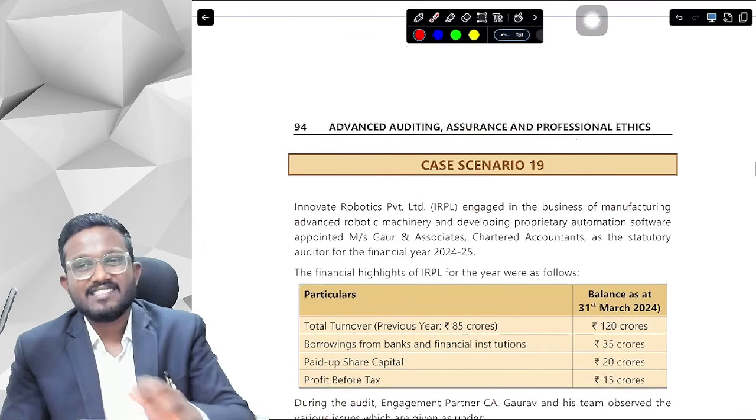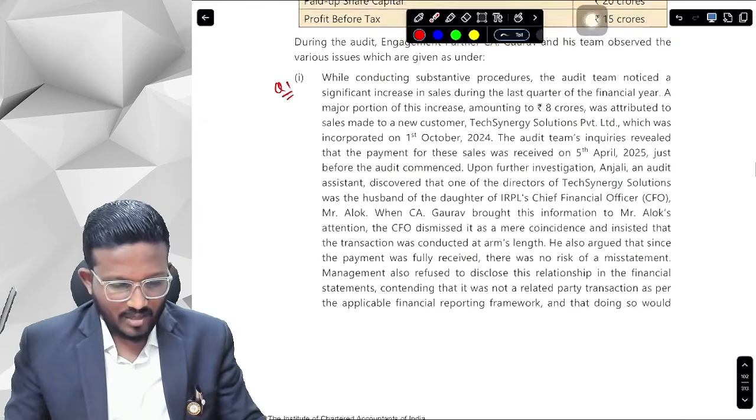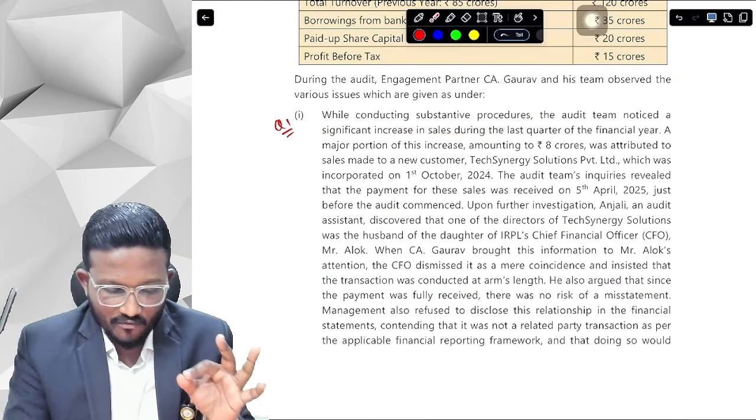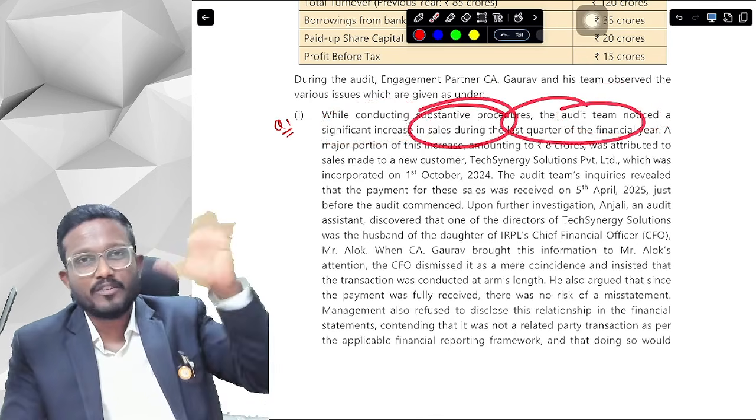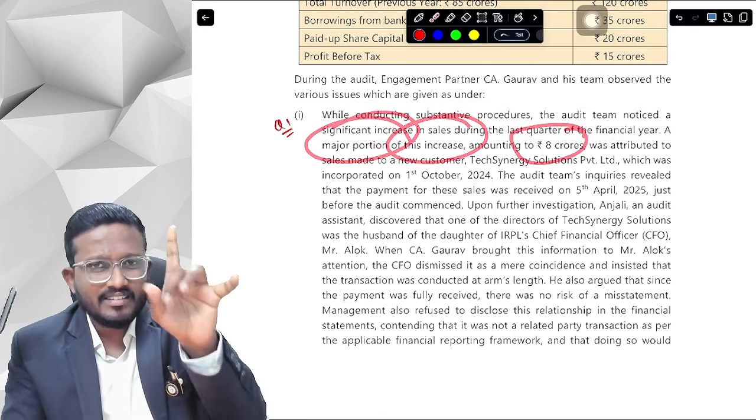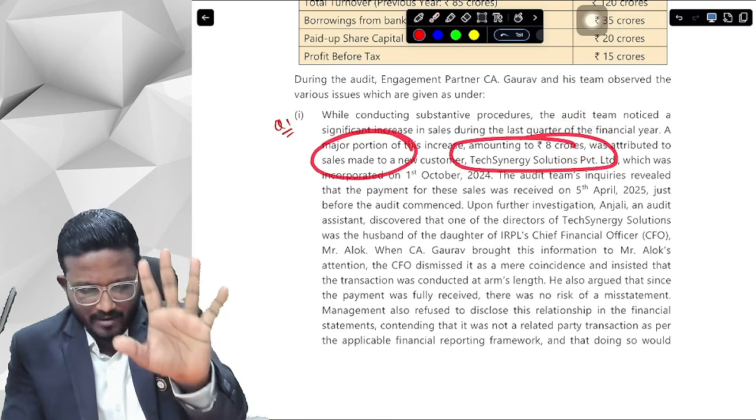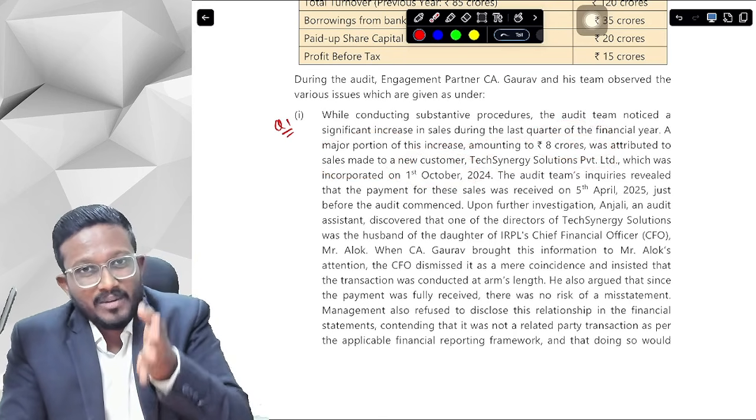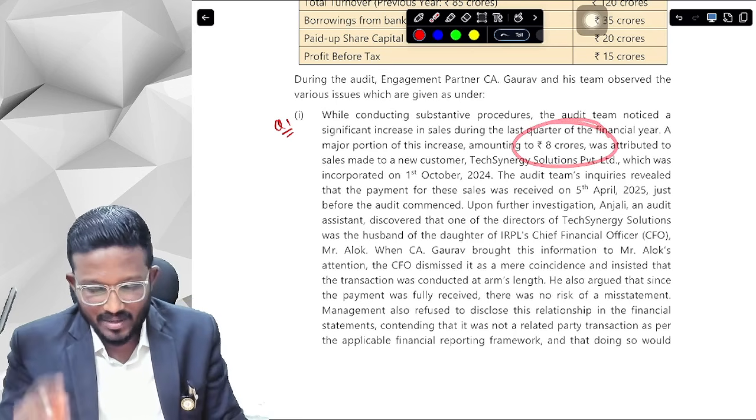Now we are doing your case scenario number 19. Let's discuss case scenario number 19. What is case scenario number 19 saying? So basically, while we are conducting the substantive procedures, we notice a significant increase in the sales during the last quarter of the financial year. Okay, yes sir. So the major portion of this increase was because of a sale of 8 crore to a new customer, Tech Synergy Solutions Private Limited, which was just incorporated on 1st October. So a new company which is incorporated on 1st October, we did a major portion of our increase in sales to that particular company. Okay, yes sir.